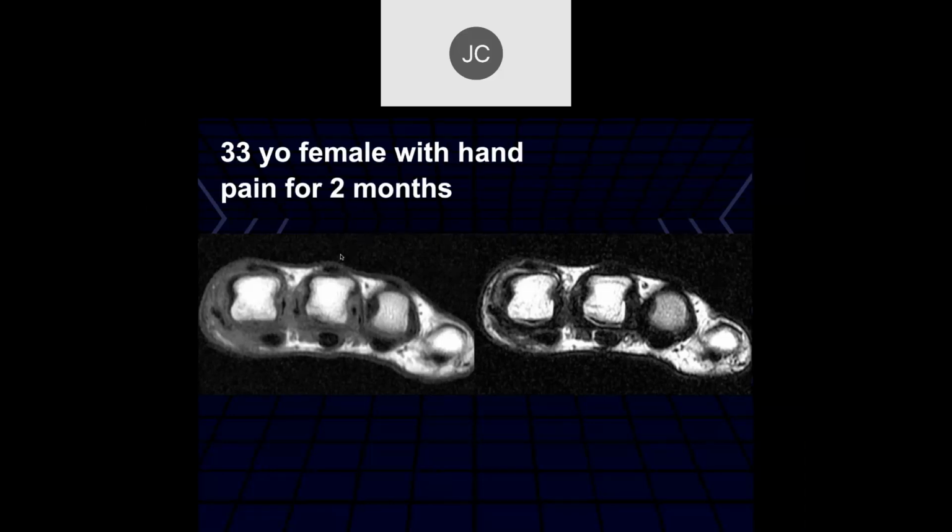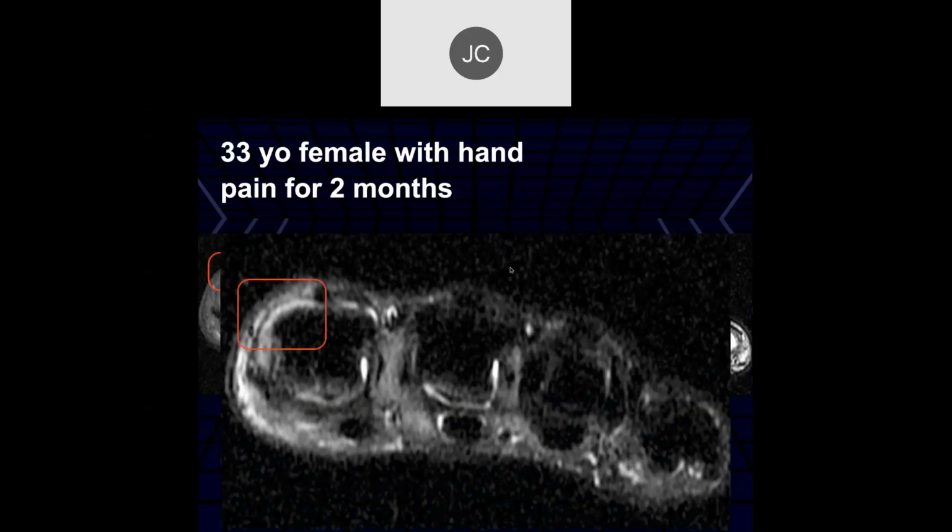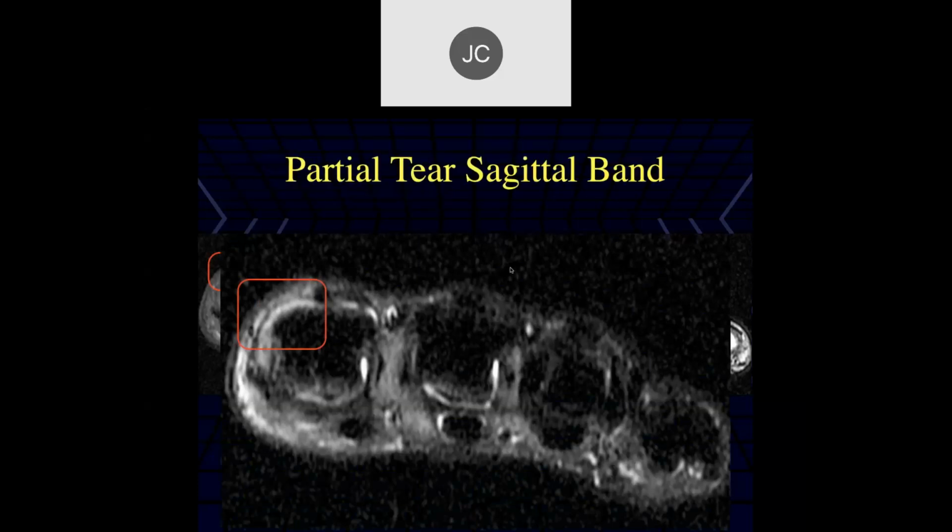All right. So looking at the index finger, it looks like we have a defect of a sagittal band on the radial side. Okay, see it intact on the ulnar side, on the radial side. It looks like there's a defect there. And this is the PD fat sat axial images, also showing that defect. This turned out to be a partial tear of the sagittal band.